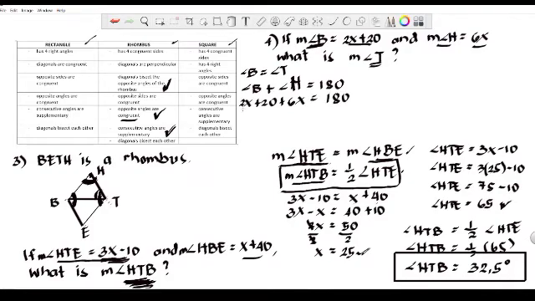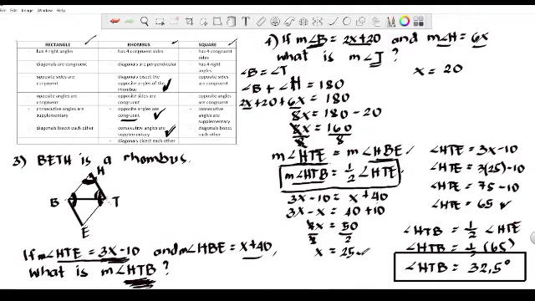Combine similar terms: 2x plus 6x is equal to 8x. Then move the 20, so 8x is equal to 180 minus 20, which is 160. Then divide both sides by 8. Cancel out 8, so x is equal to 160 divided by 8, that is equal to 20. So the value of x is 20.